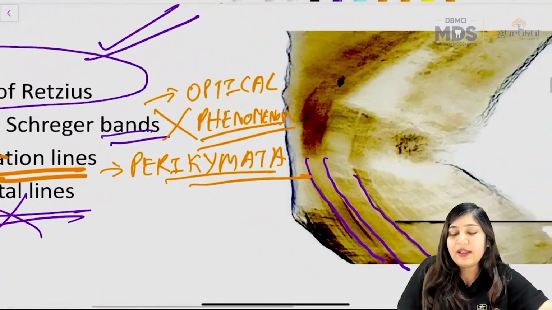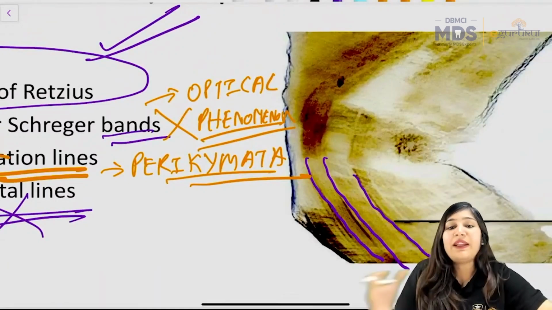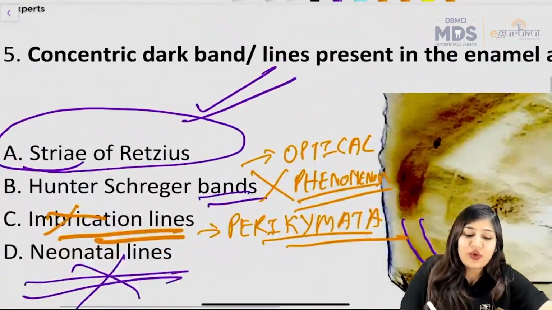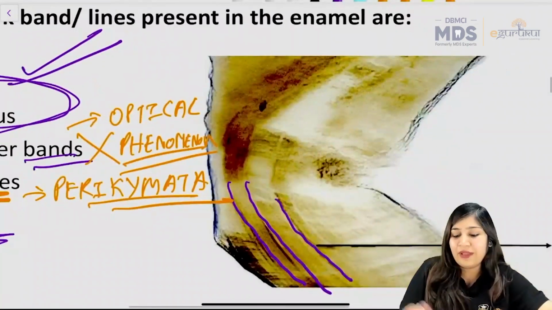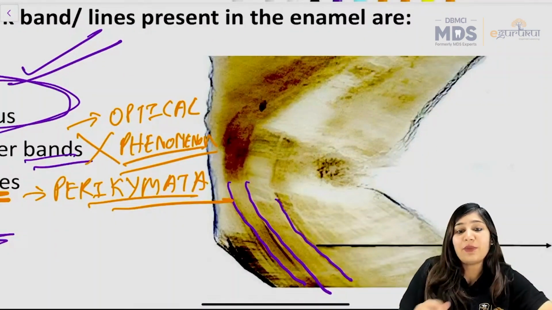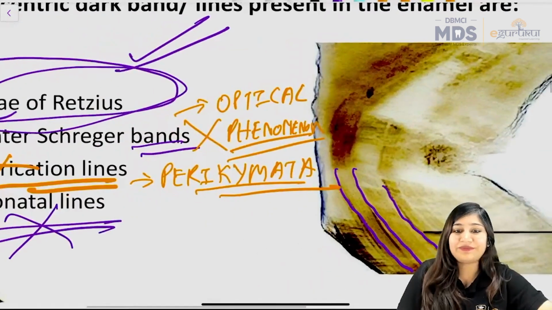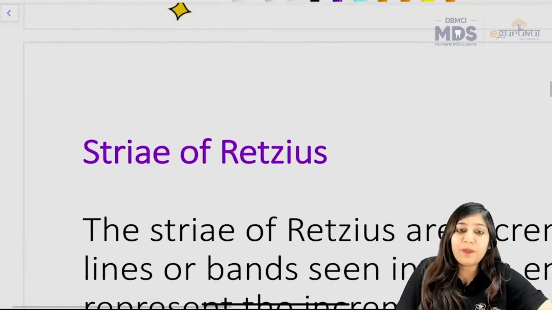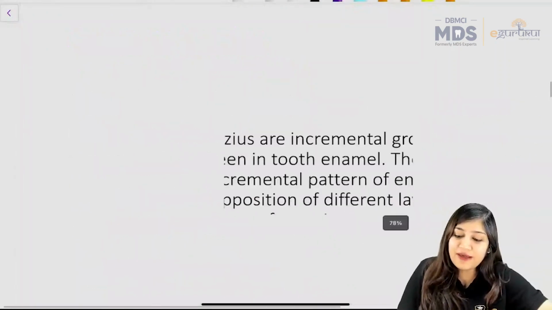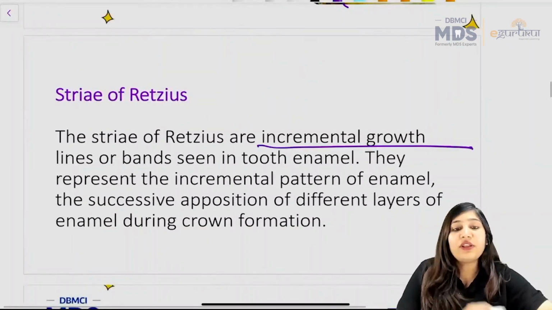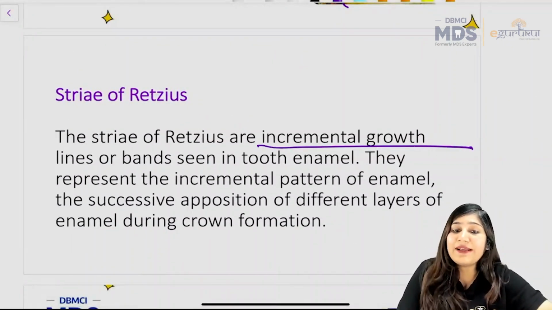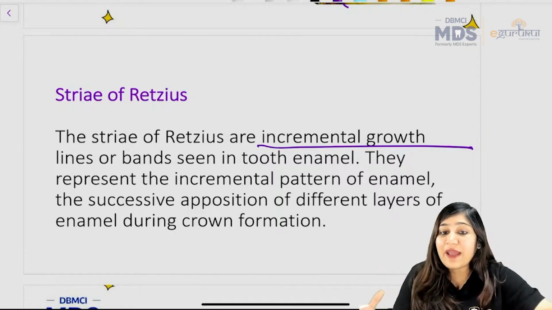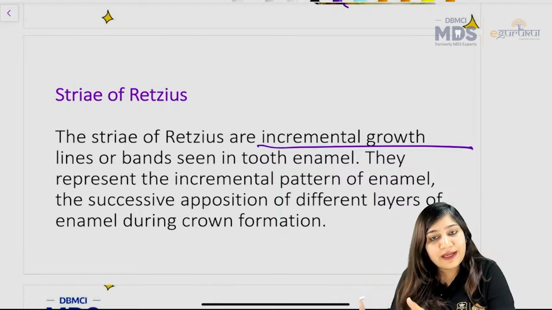Here we can't see any separation between the prenatal enamel and the postnatal enamel. So the only option left with us is striae of Retzius. And here we can see incremental deposition of enamel. Right? So basically, striae of Retzius are incremental growth lines or bands seen in tooth enamel. They represent what? Incremental pattern of enamel, successive apposition of enamel.